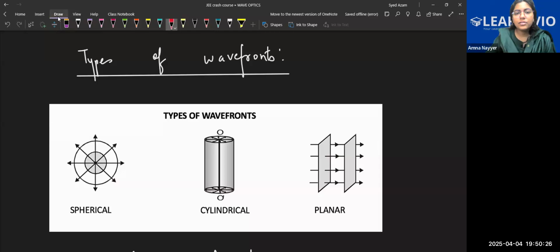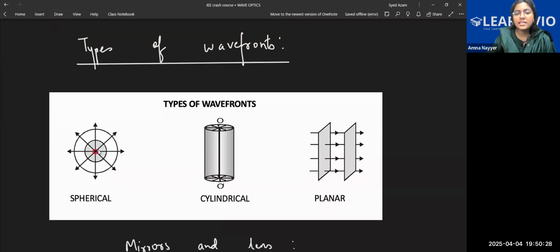So spherical wavefront is when you have the source as a sphere. Here, the source is a sphere or a point. So like this, these wavefronts are created. These are the wavefronts.